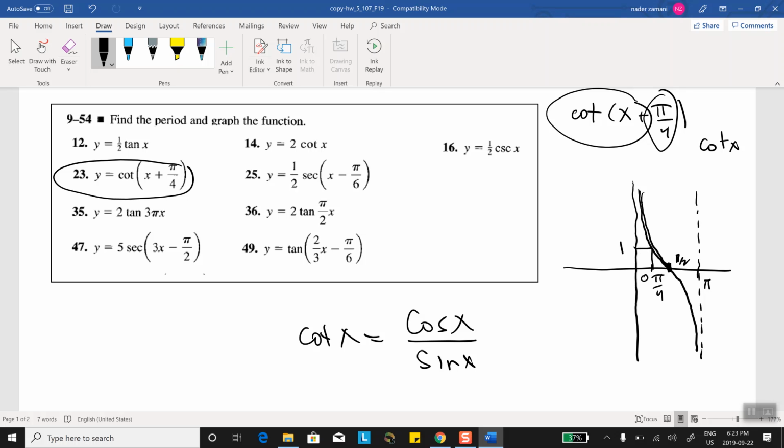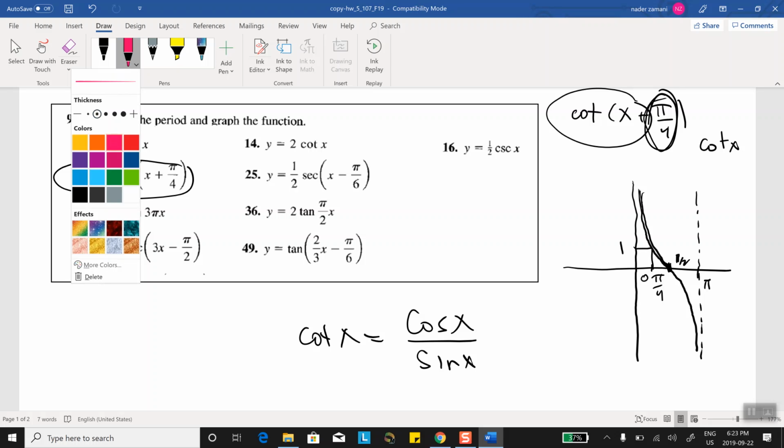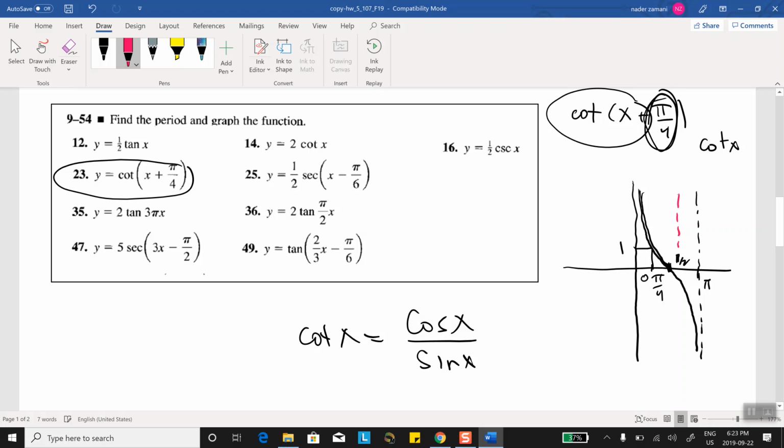Now, we have a shift. We have to have a shift to the left of magnitude pi over 4. So everything is shifted to the left by pi over 4, okay? For example, this vertical asymptote goes here. This vertical asymptote goes there. Okay? And the graph is going to go, this whole thing is shifted to the left by pi over 4. And now let me see, where does that go? That goes to 0. So the graph is going to look like this.